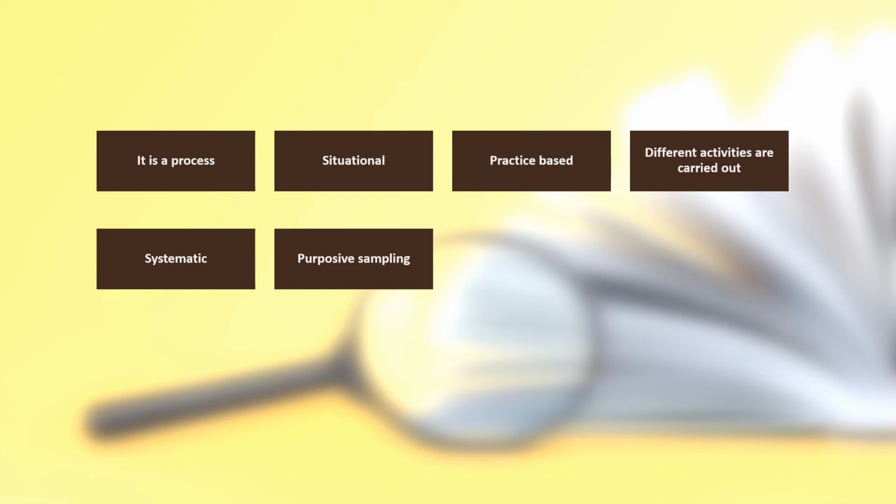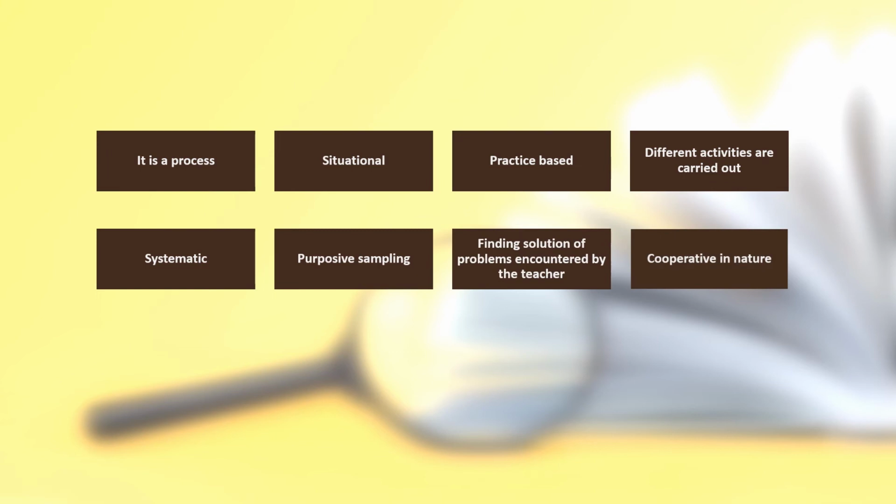Then another characteristic of action research is that it finds solutions to problems encountered by the teacher, right? You are facing the problem, you will conduct an activity, you will conduct the research, and with that you will come out with the solutions. And it is cooperative in nature. Why is it cooperative? Because you may seek help from educational administrators, from your counterparts, from the parents, from the community and students to arrive at solutions.